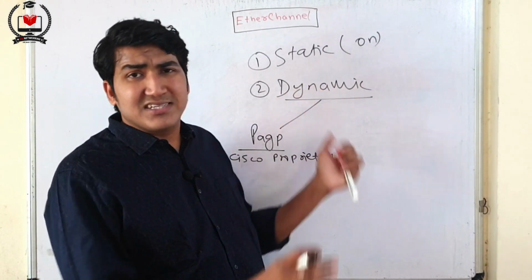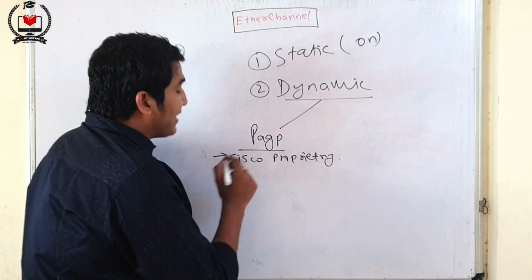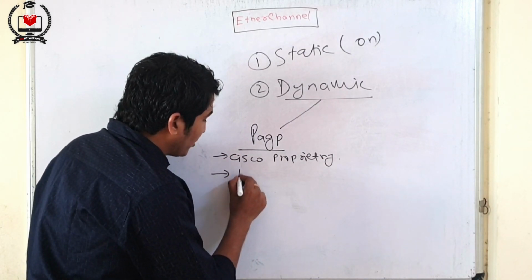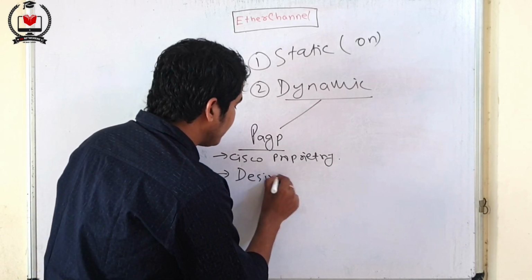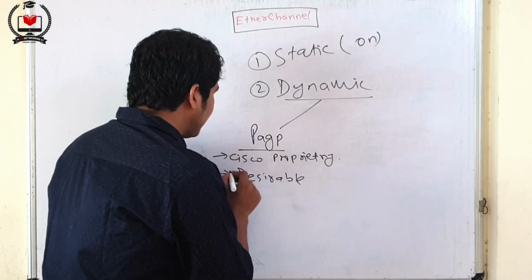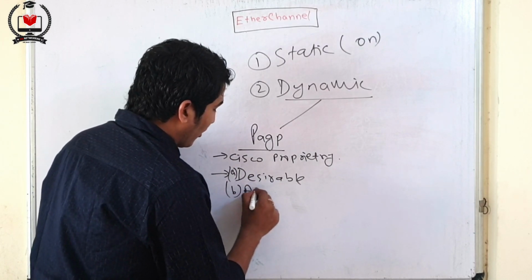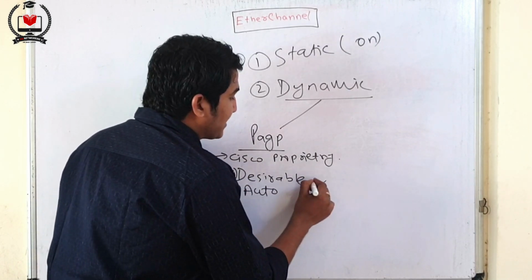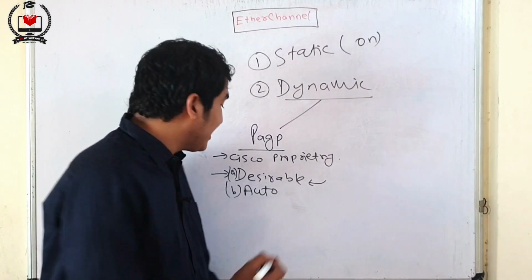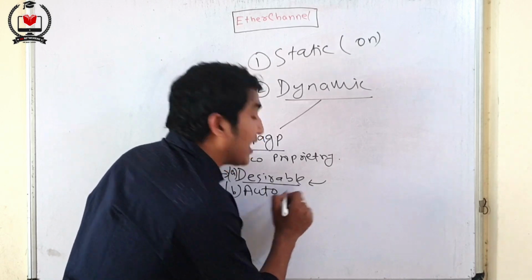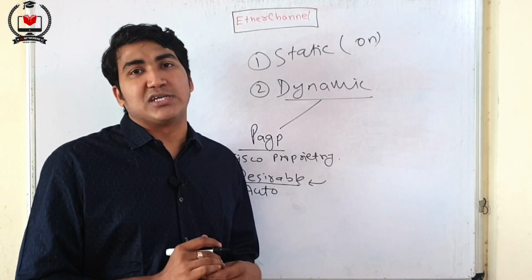We had already discussed these things. These are very basic things. After that, in PAgP we have 2 modes. One is desirable, and the second one is auto. Guys, desirable is similar to dynamic desirable in DTP. A desirable port will always initiate the EtherChannel negotiation.